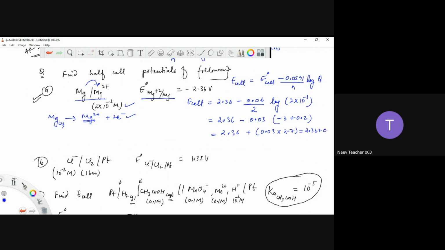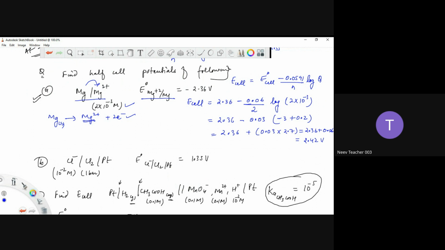0.06, near about. So it becomes 2.42, isn't it? Yes, sir. Okay. So 2.42 will be the value.